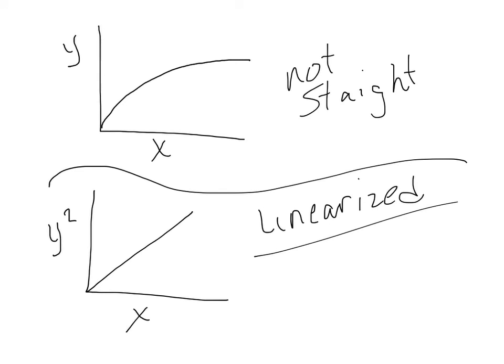Okay, so these are the 5 different types of graphs that you can see in physics and how to make them a straight line. You need to write these in your notes so you have them with you at all times.